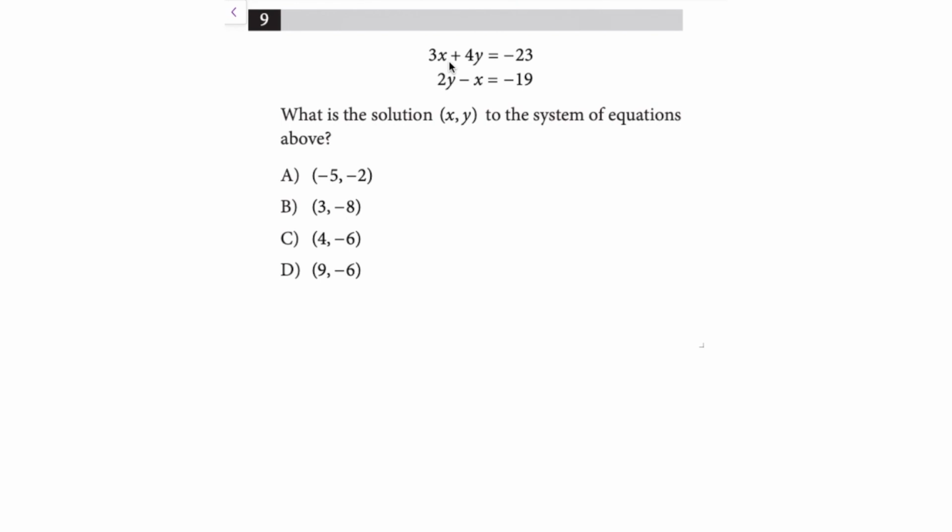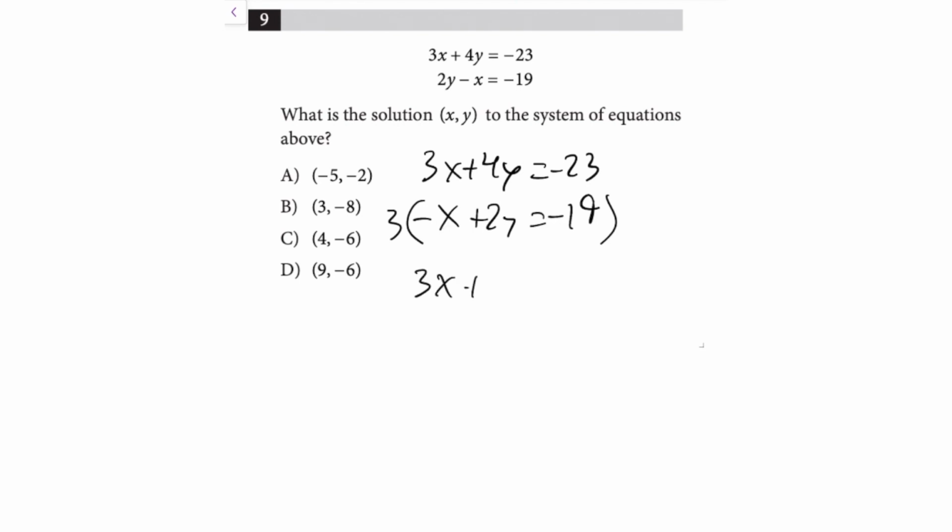So I'm going to rewrite this as 3x plus 4y equals negative 23, and then I'm going to move this x term over to the left just to line up my variables, negative x, and then I have plus 2y equals negative 19. Remember, you can move terms as long as you bring the signs with them. Okay, now I'm going to multiply this equation by 3 to get my coefficients to be the same, or at least the same absolute value.